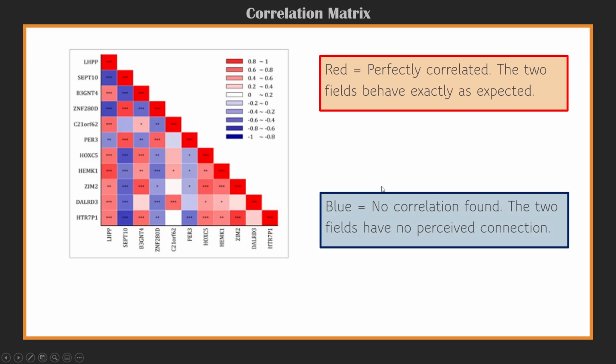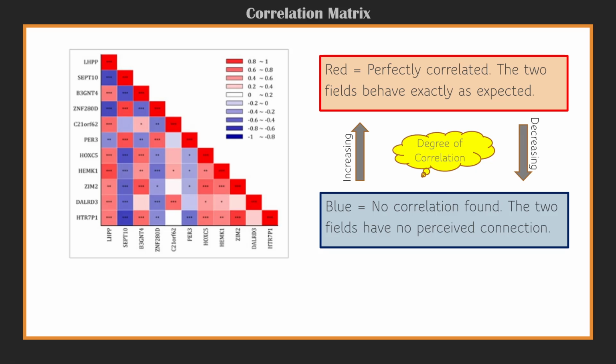And what's the converse of that? The converse would be the blue field, which is the exact opposite end of the spectrum, and no correlation was found between these two fields. So in case of a red field, if something happens to one field, we can guess with a very high level of confidence the value of the second field as well. In the blue, we have no idea, because we don't have the confidence to say that there's any correlation between the two fields. And all the fields between the extremes of red and blue have a degree of correlation. As the field moves from blue to red, we're increasing the level of correlation between those two fields. Conversely, if it goes from red to blue, we are decreasing the level of correlation.